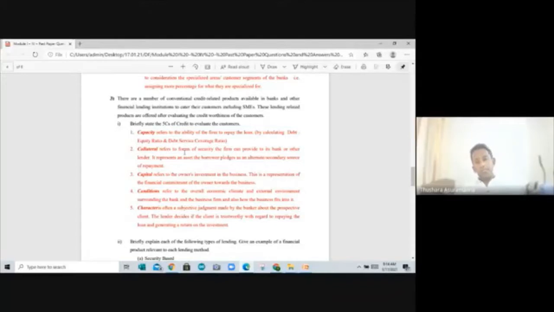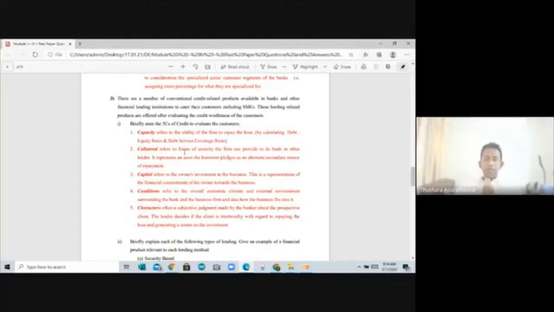So what are these 6 C's? There's no change to collateral, capital, condition and character. The capacity, you are going to change. Capacity can be in 2 forms. One is capacity as it is, the other one is cash flow. So how are we going to differentiate capacity and cash flow?